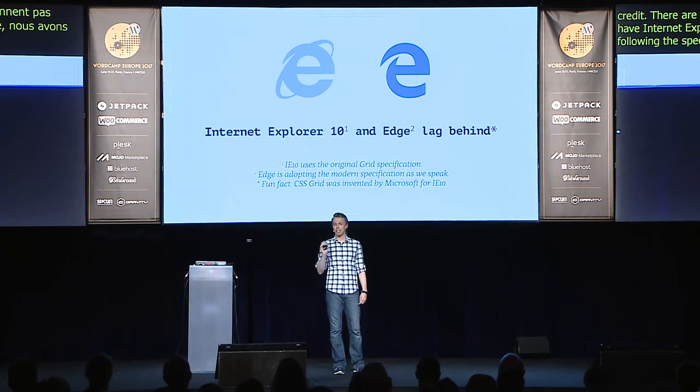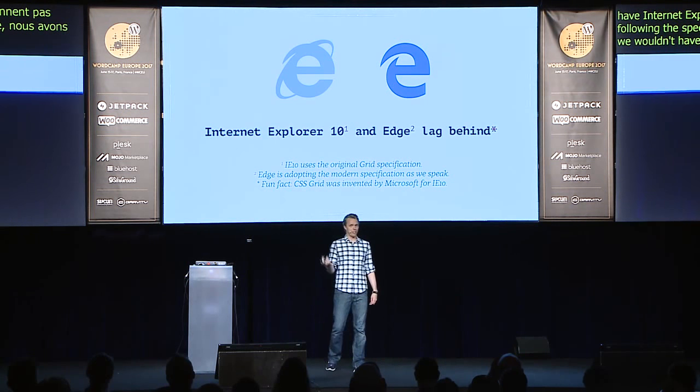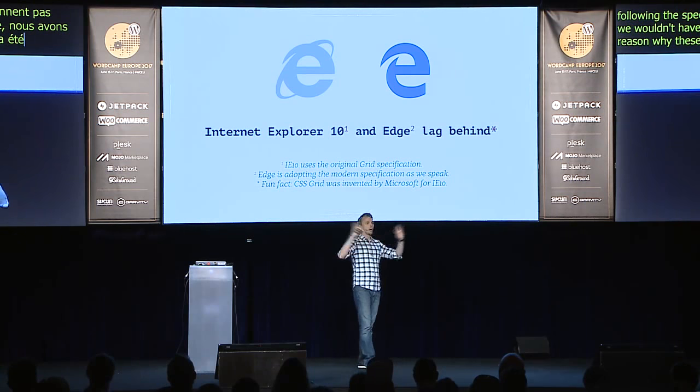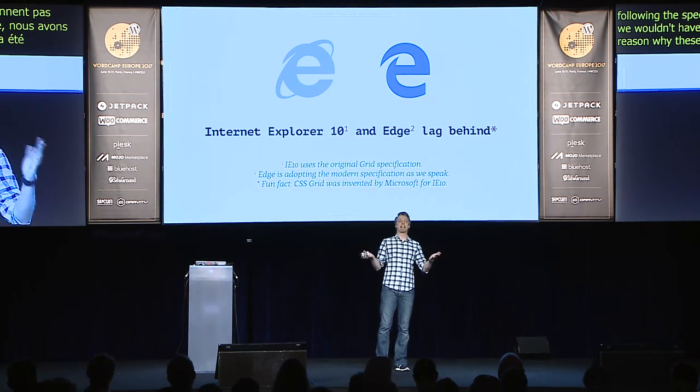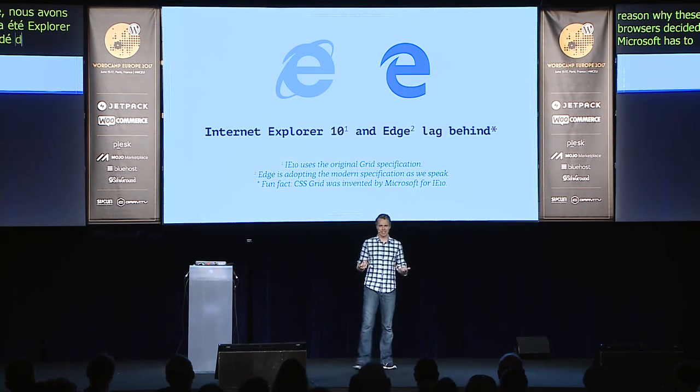There are always these things that don't work the way we want to. So we have Internet Explorer 10 and 11, and we have Edge, who are not currently following the spec exactly. Point of order, if it wasn't for Internet Explorer 10, we wouldn't have CSS Grid. CSS Grid was invented for Internet Explorer 10. And the reason why these two browsers are lagging behind is because the other browsers decided to change the spec. But the spec is built into Windows. So Microsoft has to update all of their operating systems to get this to catch on.